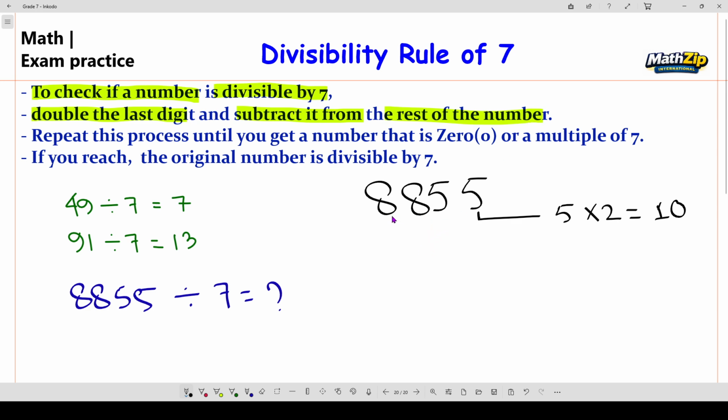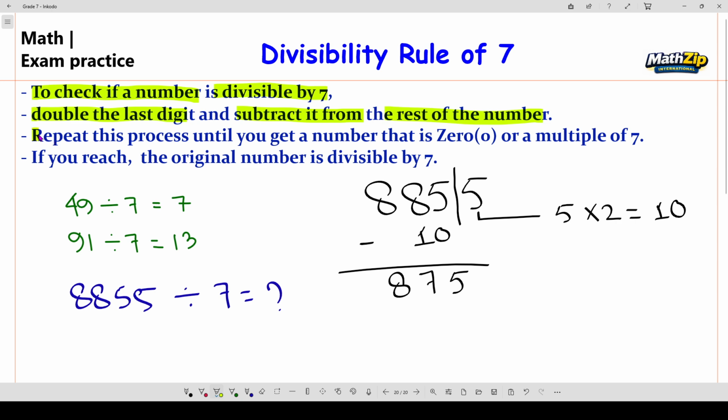So the rest of the number is 885. So we will subtract this 10. So what will be the value? This one out. So 5 minus 0, it will be 5. 8 minus 1, it's a 7. And here is an 8. But still we are not clear, is it divisible by 7 or not?